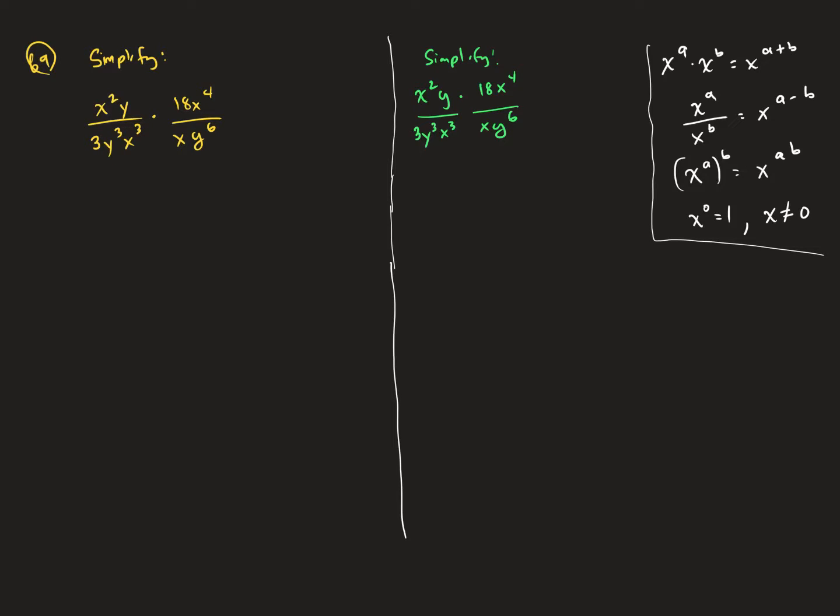All right, everybody, let's talk about number 69. And number 69 is simplifying a fraction, multiplication of two fractions, where you have variables being raised to powers.